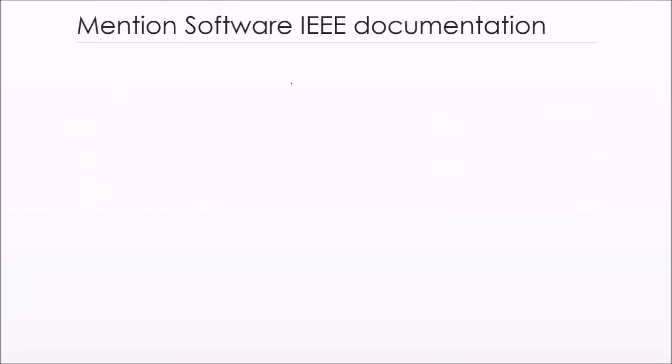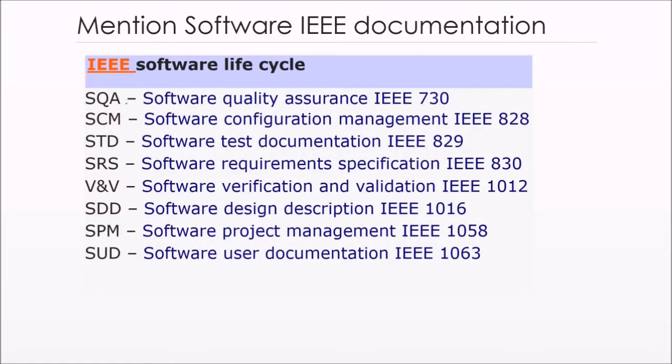Then what about the IEEE documentation numbers for software? First we start with SRS. SRS is 830. After SRS, what are we going to make? Let us do the software quality assurance 730. Then what can we do? Software configuration management 828. Then we have the software test documentation 829.